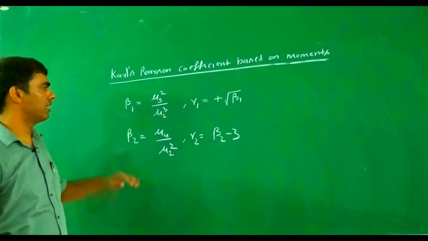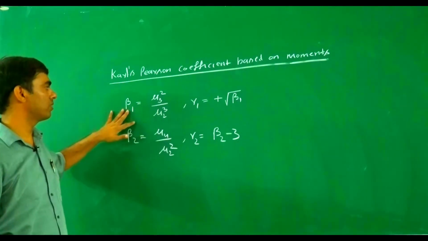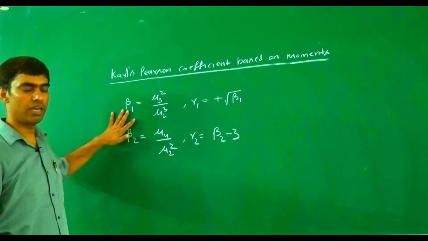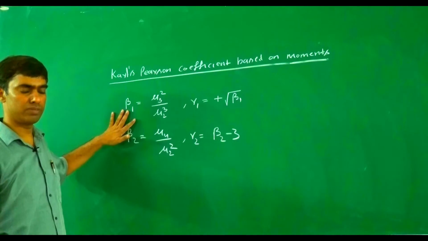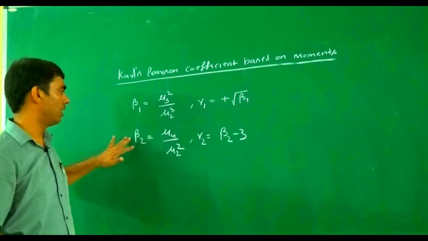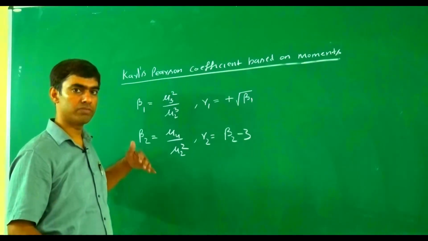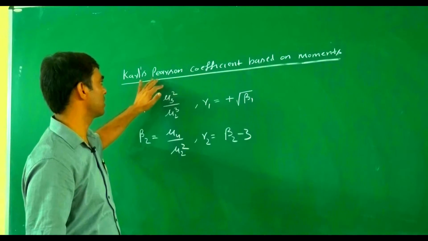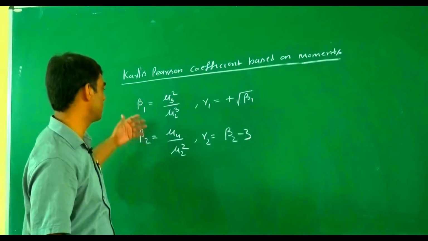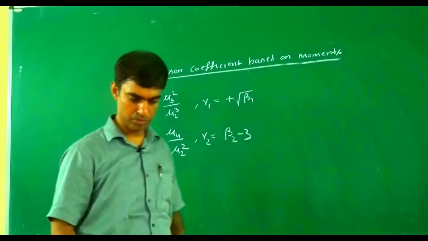Later on we use beta 1 to decide the lack of symmetry, whether there is symmetry or not. Lack of symmetry means a measure of skewness. And we use beta 2 to decide the measure of kurtosis. So these are the Karl Pearson coefficients based on moments: beta 1, beta 2, gamma 1 and gamma 2.